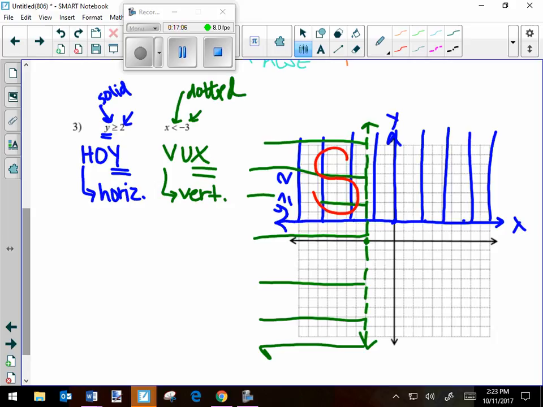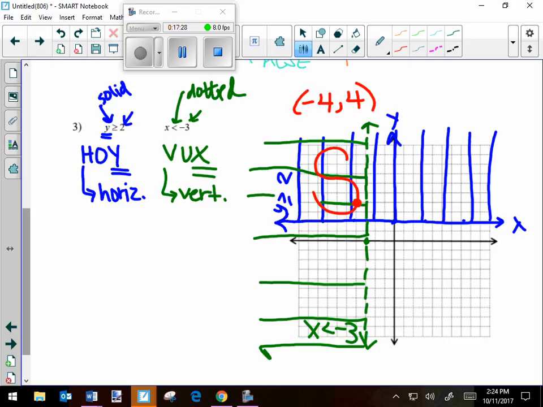Remember, it's got to look like Mr. Rao's pants. When I do this, I don't want to forget to write the inequality here, and I don't want to forget to pick a point in the shaded section. So if I pick a point in the shaded section, I could go -4, 4, which is right here. -4, 4 is a point in that solution set.